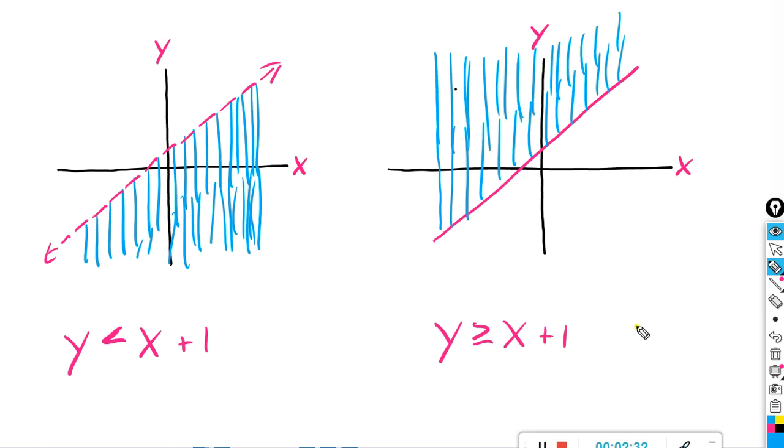All right, and if you don't have that little bar there that indicates it's also equal to, let's say it was just y is greater than x plus 1, then once again this line, instead of being solid, will become a dashed line, okay, because the line is not included. So the line just becomes a dashed line when it's not also equal to the line. So this would be y is greater than x plus 1.